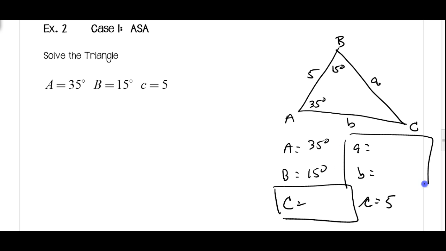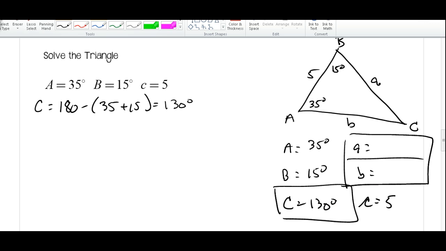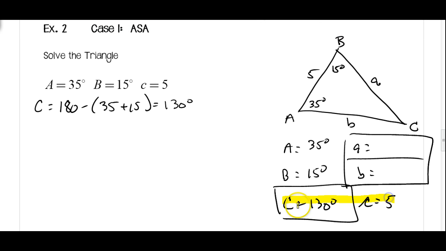And I'm looking for these three pieces of information here. Alright, so I can go ahead and find angle C right away. That's going to be 180 minus the sum of 35 plus 15. So that's going to give me 130. So I've got 130 here now. And now I have my side and an angle that goes with it. And this is going to allow me to use law of sines.